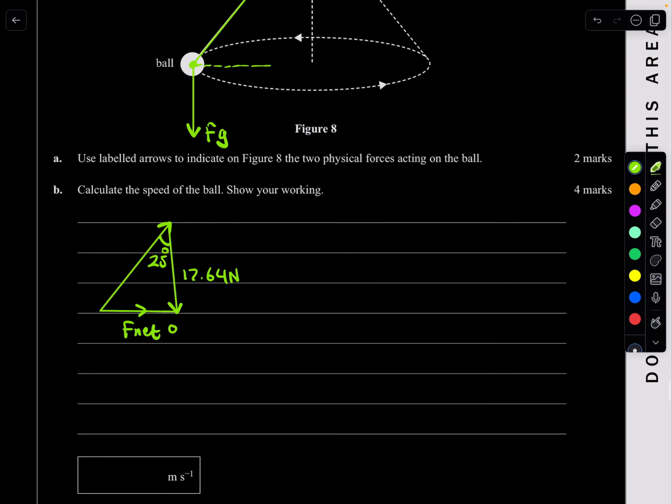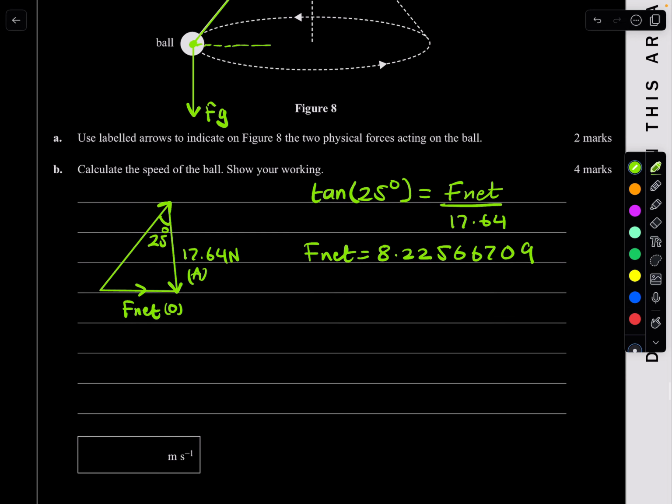So to calculate F net, this is our opposite and this is our adjacent. So we're going to have to use tan. So tan of 25 degrees is equal to your opposite, which is F net, divided by your 17.64. So overall, your F net is that times tan 25, which is just 8.22. I'm going to write the whole thing because I think I have to do something extra. 66709. Okay, so that's your F net. And remember, F net is just mv squared over r. Just don't forget about that. And that's what we want.